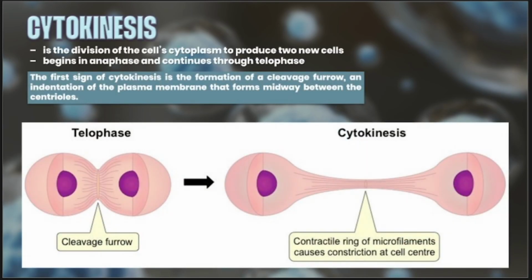You also have your cytokinesis. And again, as we have mentioned, your cytokinesis is the division of your cytoplasm, which results in two separate cells, each with one nucleus. The first sign of your cytokinesis would be the formation of the cleavage furrow. So that would be for cytokinesis.